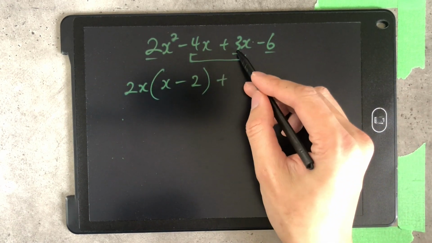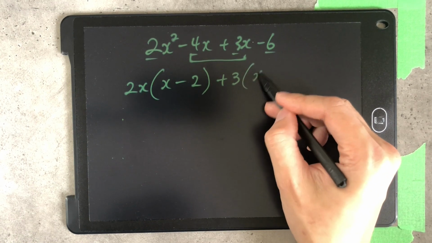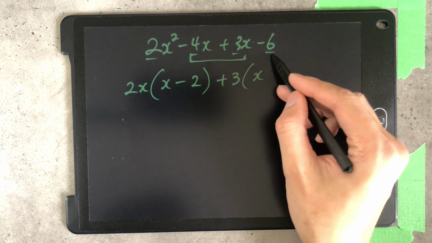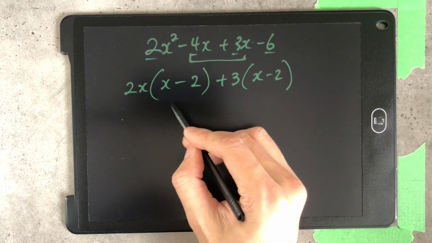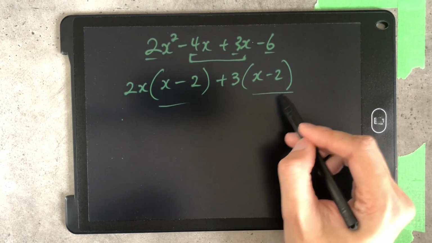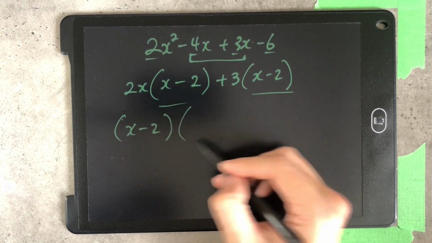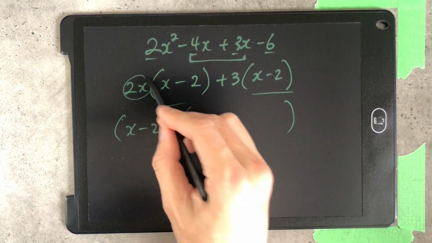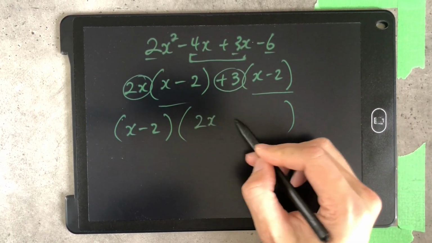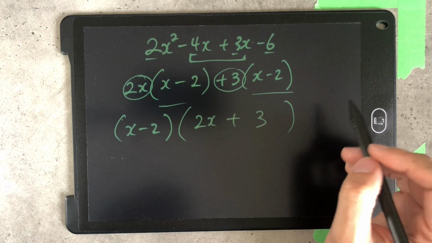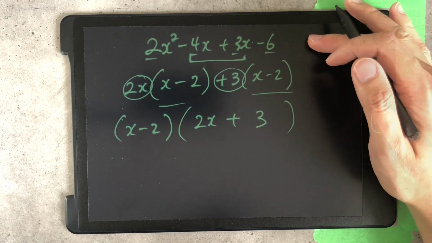And we have 3 as the common factor. So I have 3 here. And with x left, negative 6 divided by 3, I have negative 2 left. So we have x minus 2 as the common factor. We can factor that out, and we get x minus 2. And whatever is left inside, we have 2x, and we have positive 3. So we have 2x plus 3. And that is how you factor 4 separate terms.